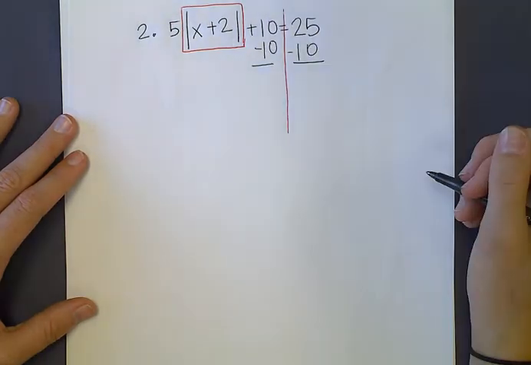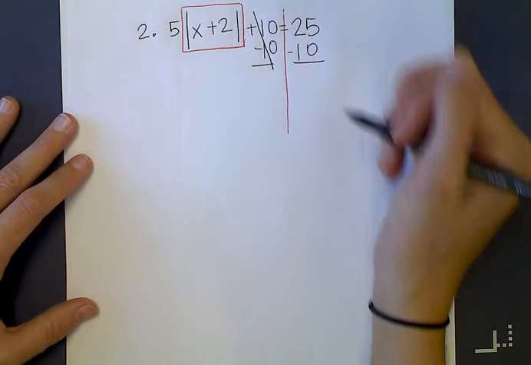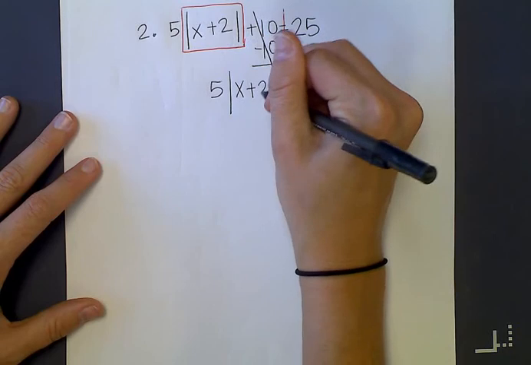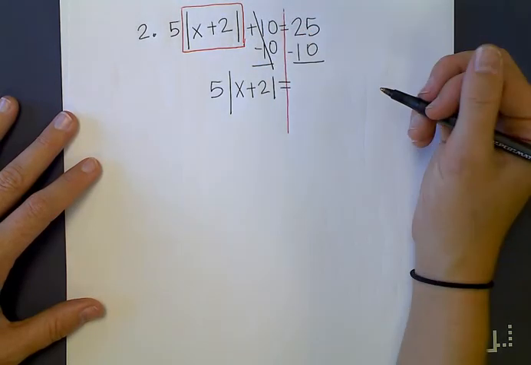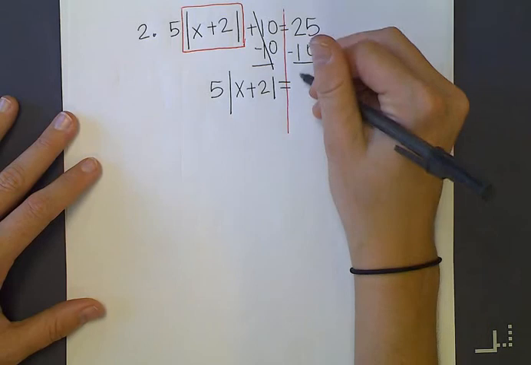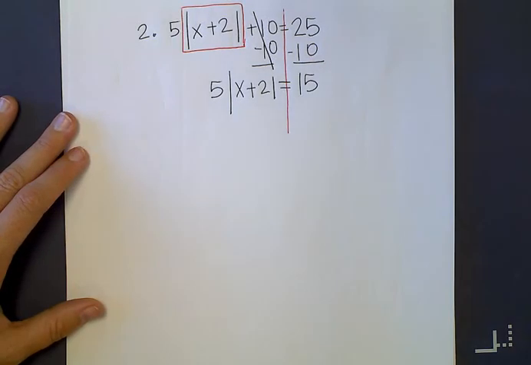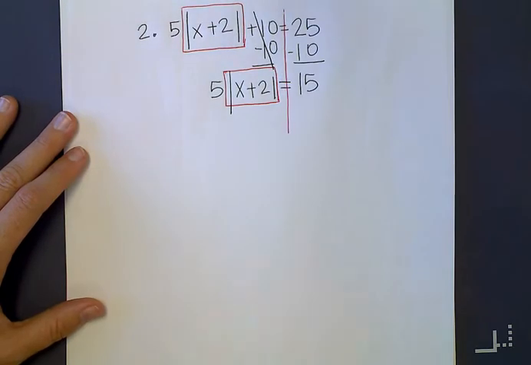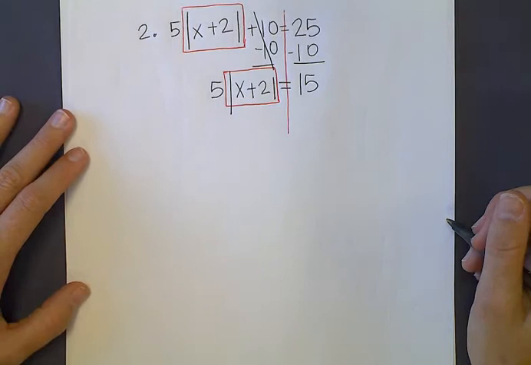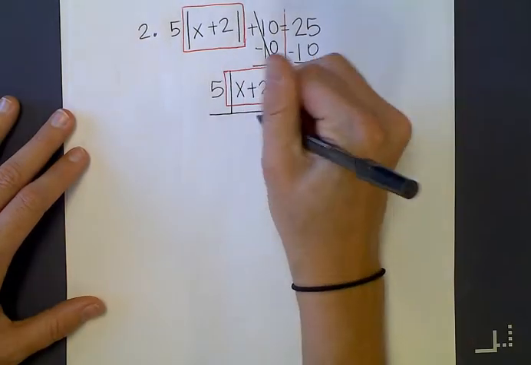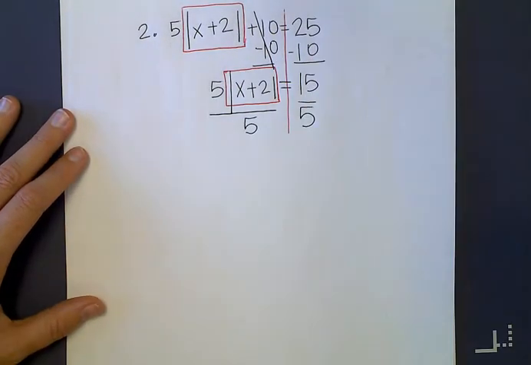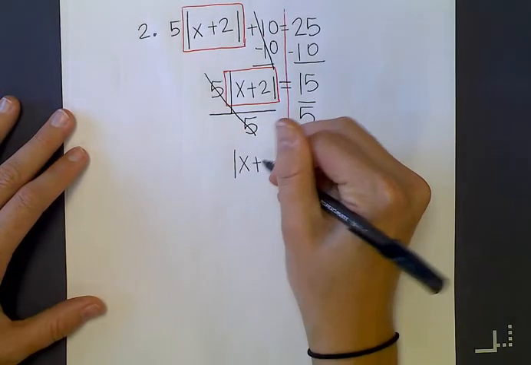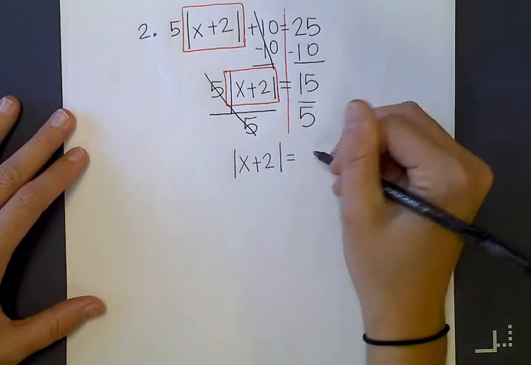When I subtract 10 from the left side, they cancel out, and you're left with 5 times the absolute value of the quantity x plus 2, and on the right side, we're left with 15. I continue to isolate the absolute value. 5 times the absolute value of the quantity x plus 2 tells me to divide both sides by 5. My 5's will cancel out, and I'm left with the absolute value of the quantity x plus 2 equals 3.